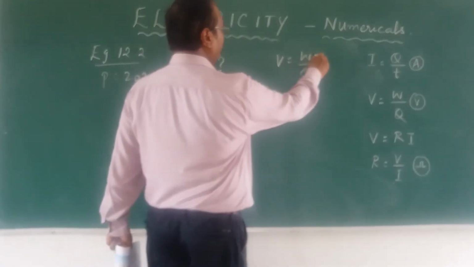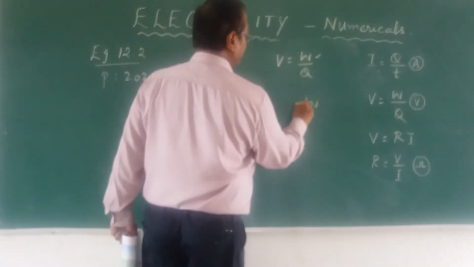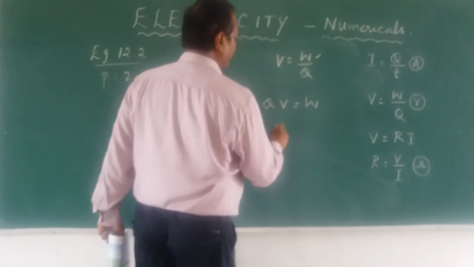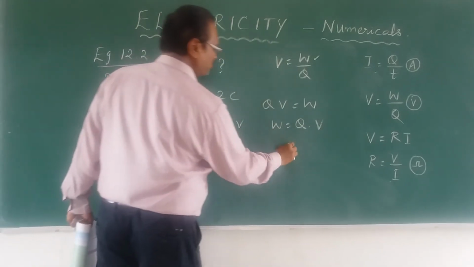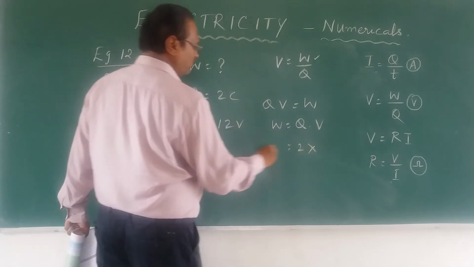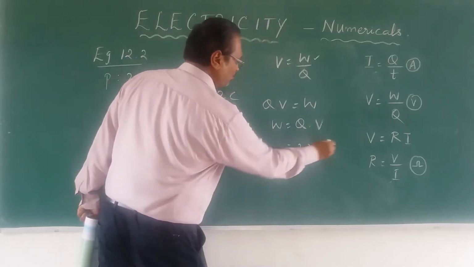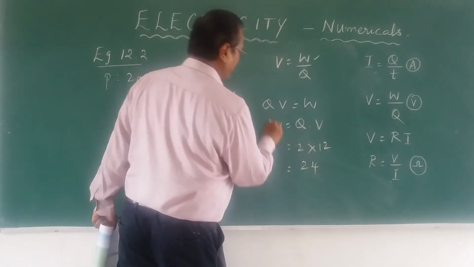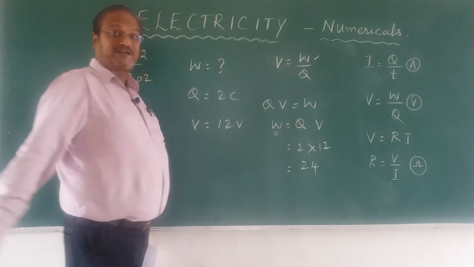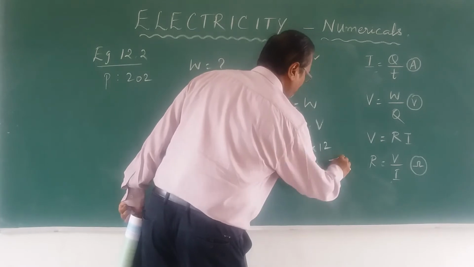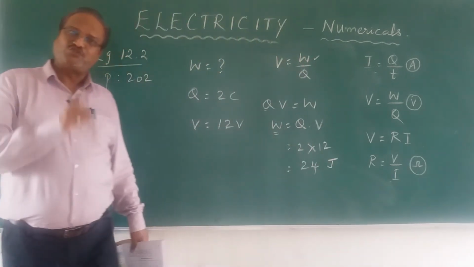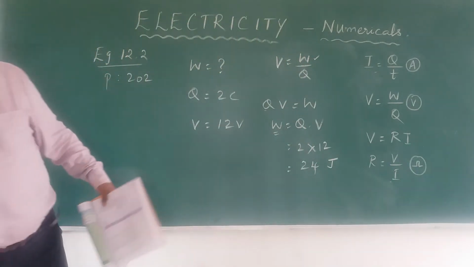Now we wanted to find out the work done. So work done is equal to Q into V. W is equal to Q into V. Q is how much? 2. V is how much? 12. So 2 12s are 24. Now what are you trying to calculate? Work done, and work done is energy. The unit is joule. Keep that in mind.